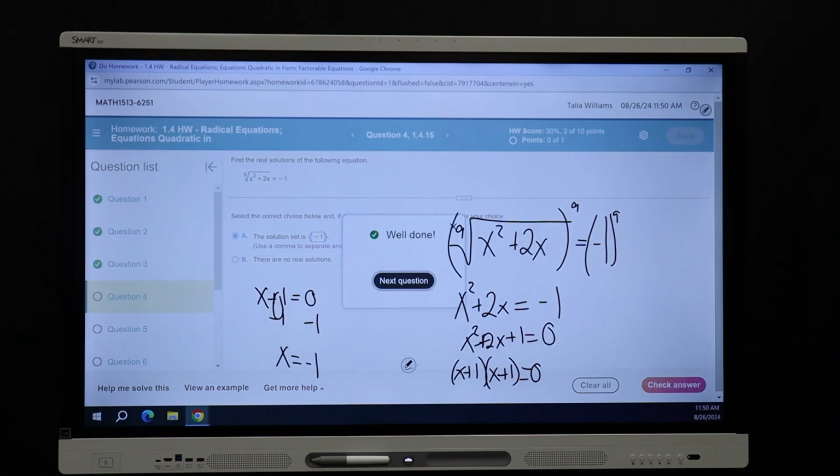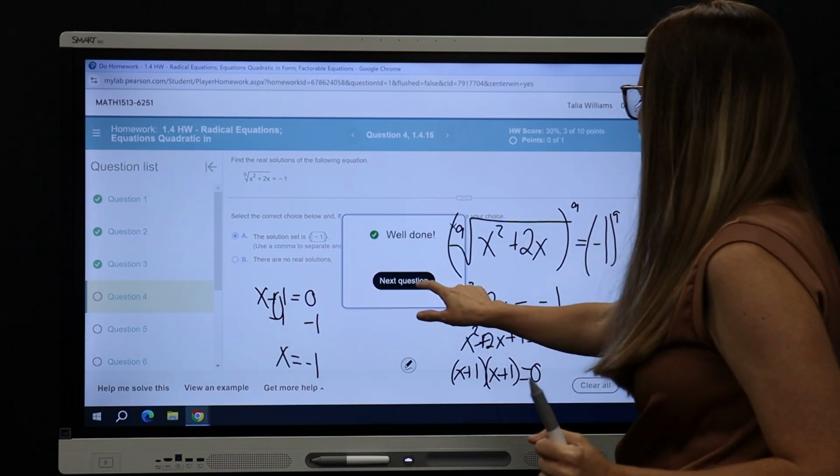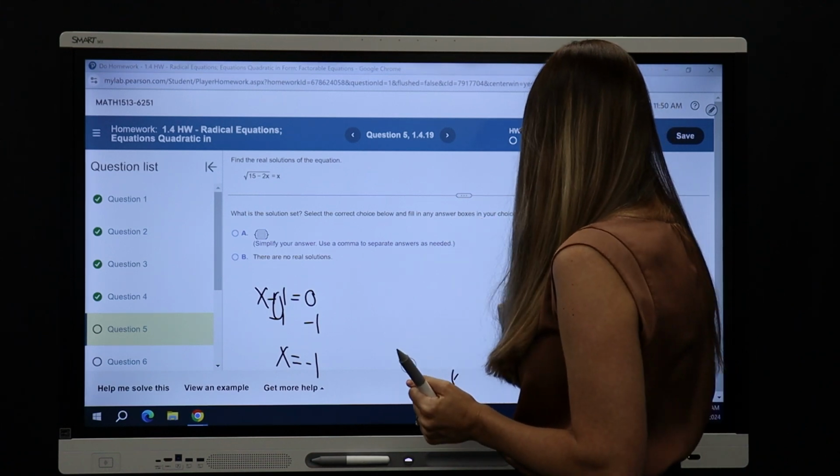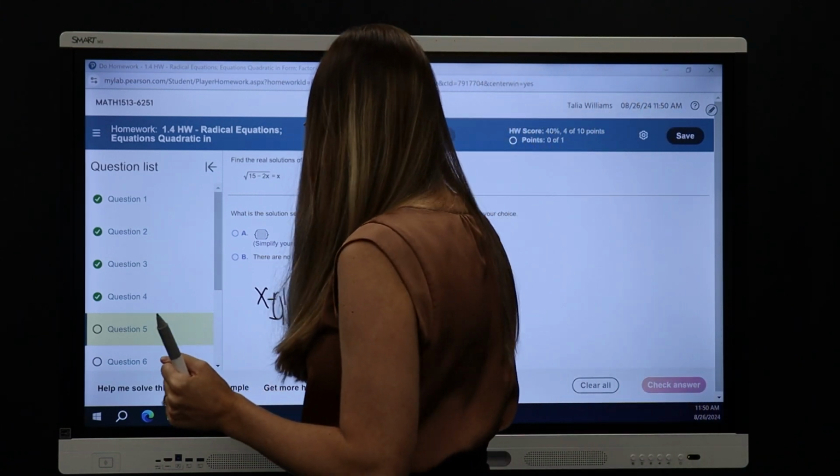I need to get a wireless keyboard. I think that, or maybe put a keyboard right here.